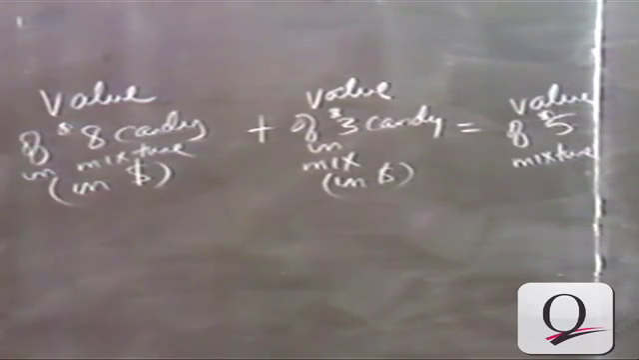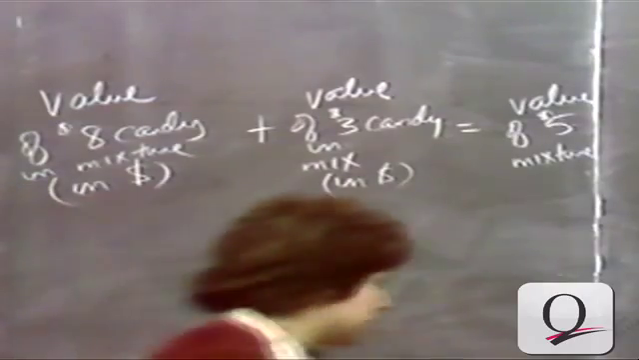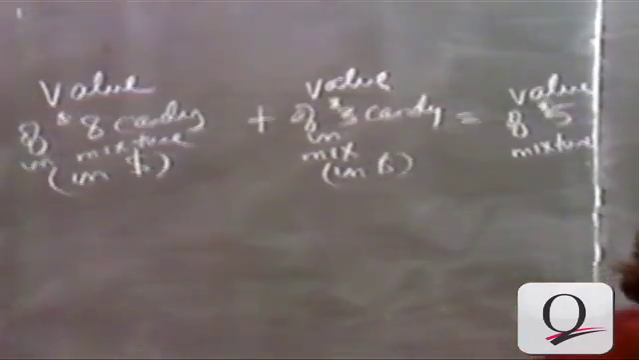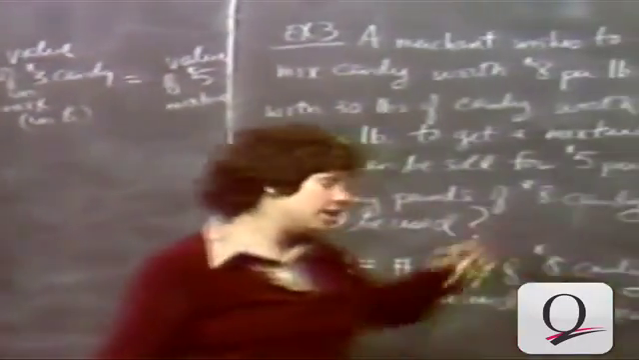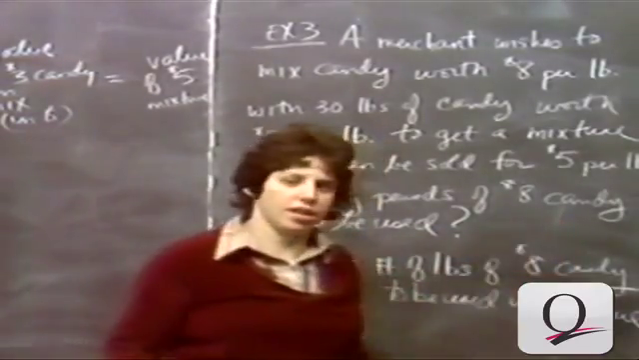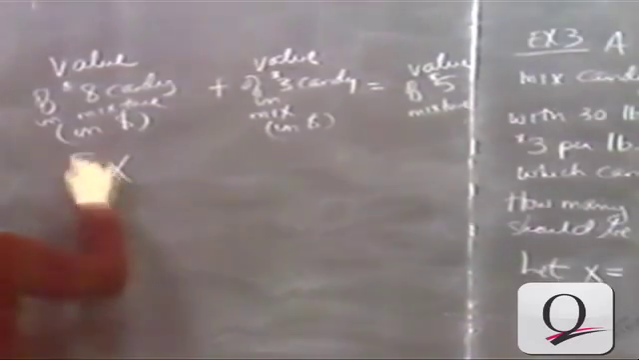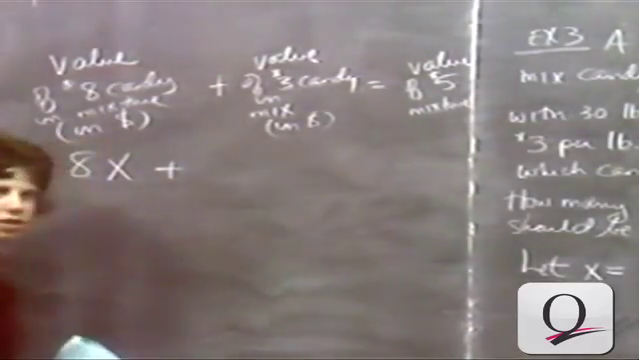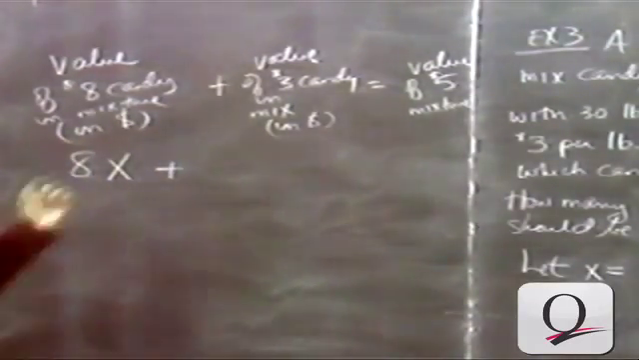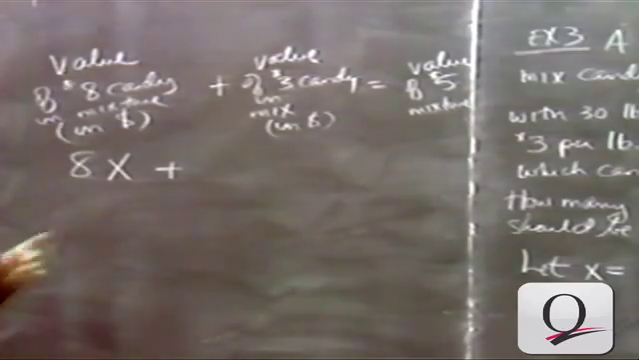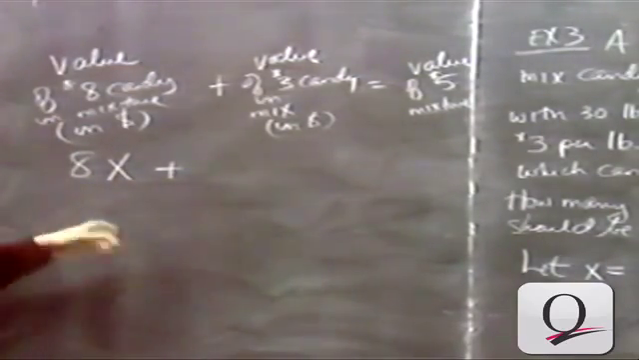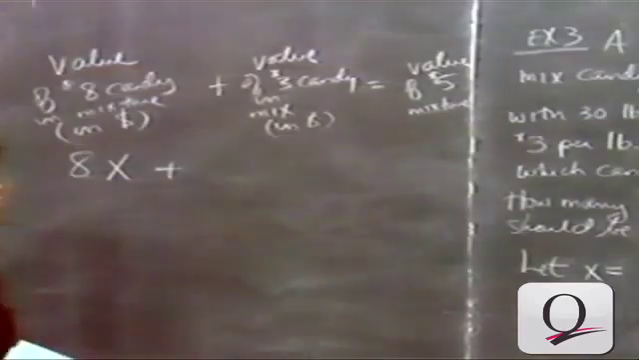Now, the value of the $8 candy in the mixture. He has x pounds of $8 candy in the mixture. 1 pound would be worth, of course, $8. 2 pounds would be worth $16, and so on. x pounds would be worth $8x. He has a certain number of pounds of the $8 candy times $8 per pound. That's the value of the $8 candy in the mixture.